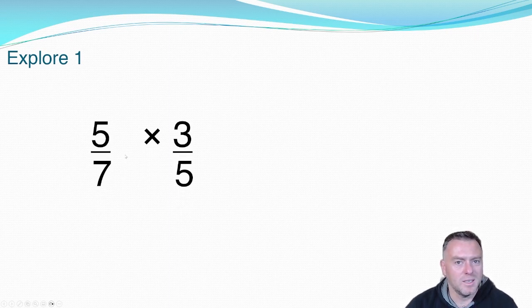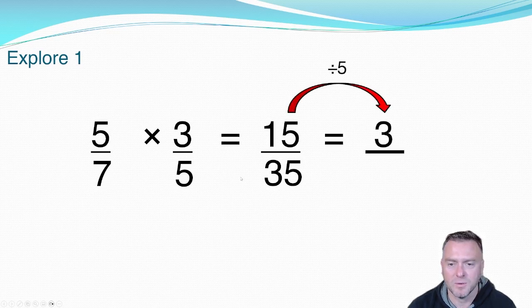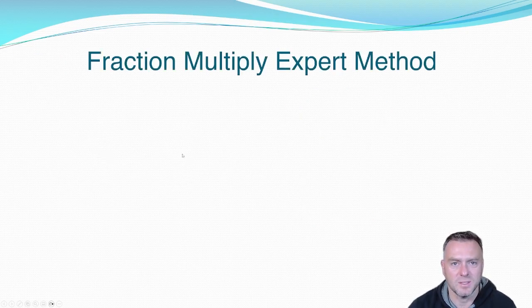So in this case here, we've got 5/7 times 3/5, so we follow the same process. 3 times 5 gives us 15, and then 7 times 5 gives us 35. So then that reduces, because we divide both the top and the bottom by 5, and we get down to 3/7. Now, hopefully what you're seeing here is we're timesing the top by 5, then dividing it by 5. So instead of doing that, we can cancel those 5s out, as long as they're on the top and the bottom, and just get the 3/7.